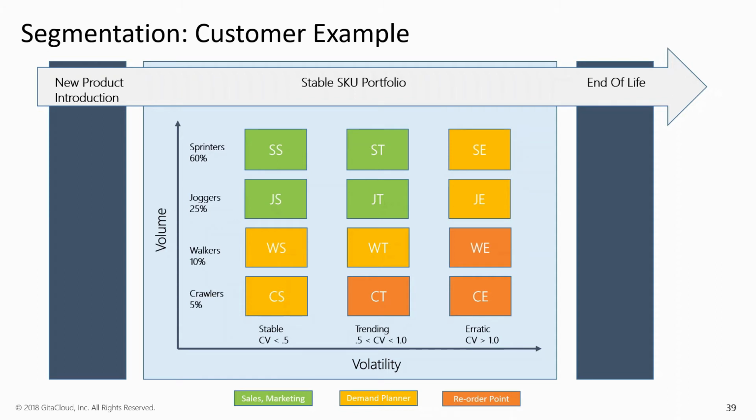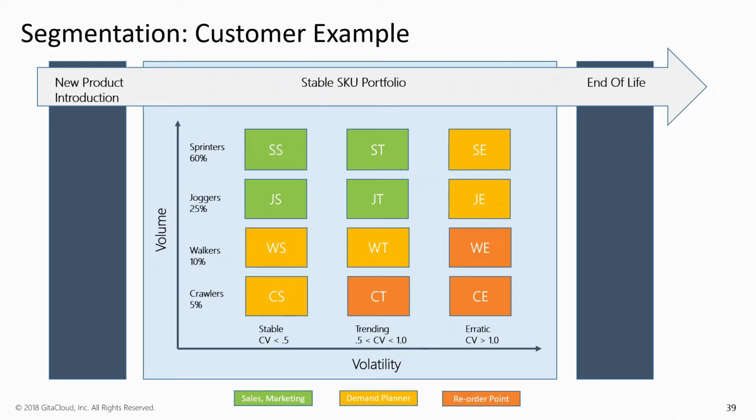On a similar concept, we have created one customer example wherein we have defined our segments as sprinters, joggers, walkers, and crawlers. Sprinters is our high volume segment, joggers a little lower than that, walkers is an average demand, whereas crawlers are the low volume products. And we have defined XYZ segmentation as stable, trending, and erratic. Based upon this, we have created segments in our profile and used them in our showcase.